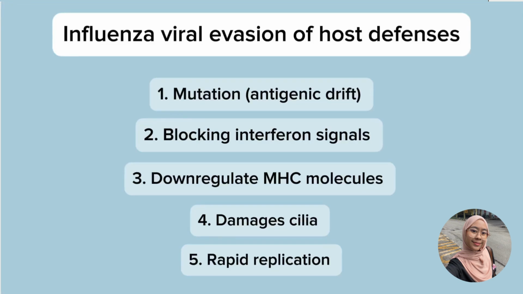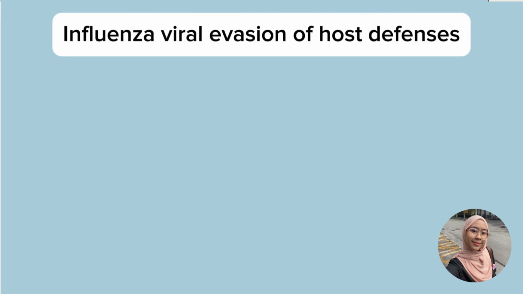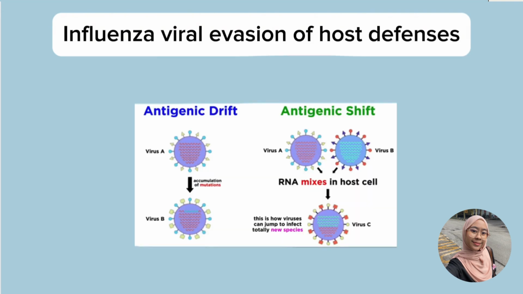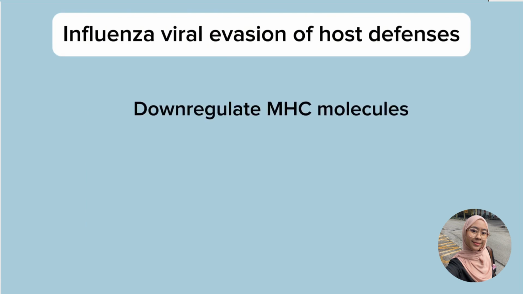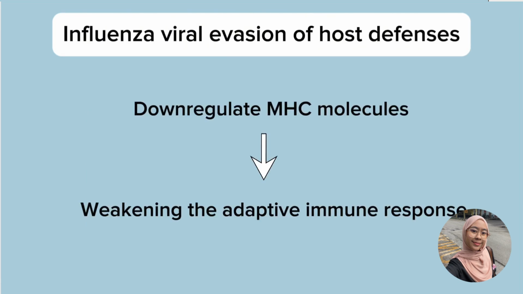Influenza viruses have evolved intricate ways to outsmart our immune system. Through antigenic drift, the virus makes small genetic changes, evading existing immunity. Antigenic shift, on the other hand, creates entirely new subtypes, leading to pandemics like H1N1 in 2009. By producing NS1 proteins, the virus blocks interferon signals, disabling our body's frontline defense. It also downregulates MHC molecules, weakening the adaptive immune response.